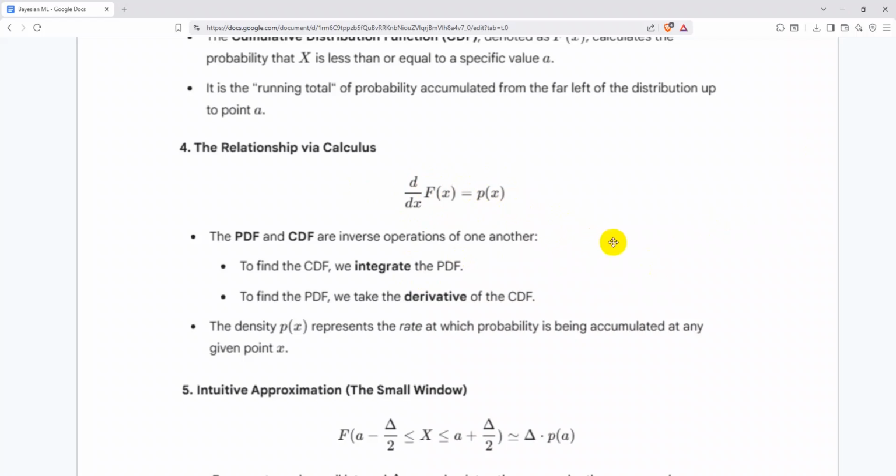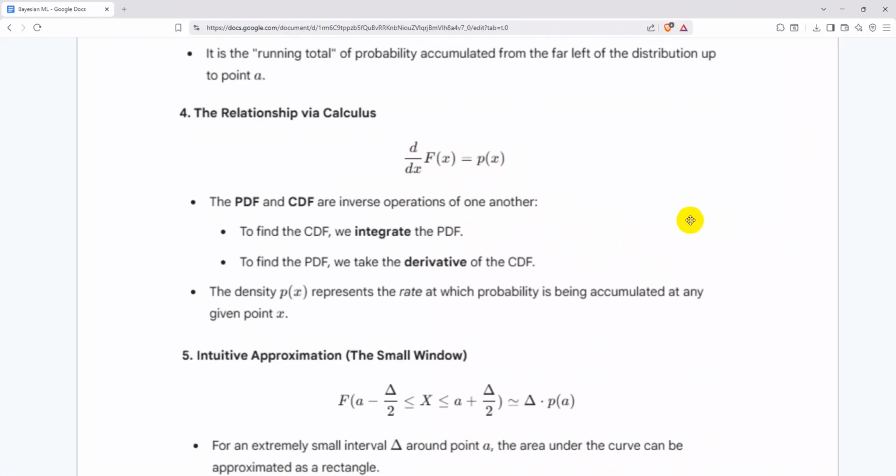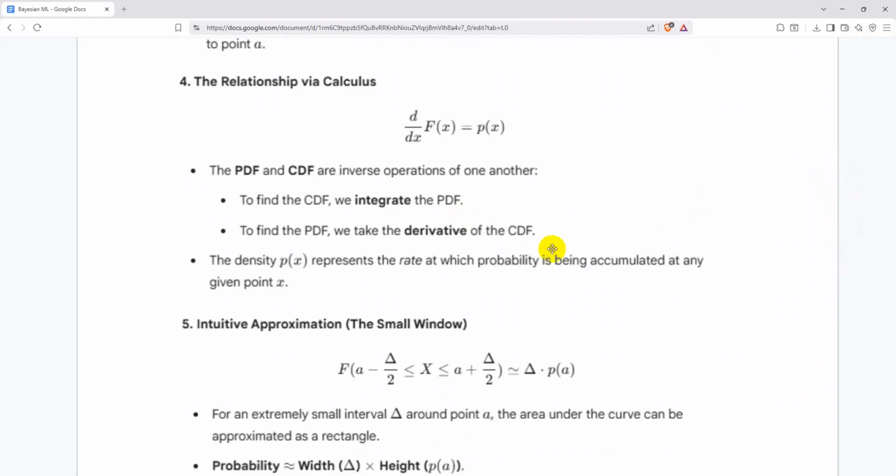The key insight is that P of x is the rate at which the probability is being accumulated at x. We'll take a very simple analogy here. Think of P of x as the speed of a car and F of x as the distance traveled. So if you want the total distance, or the gap, you need speed times time. So density alone is not enough. You also need an interval.